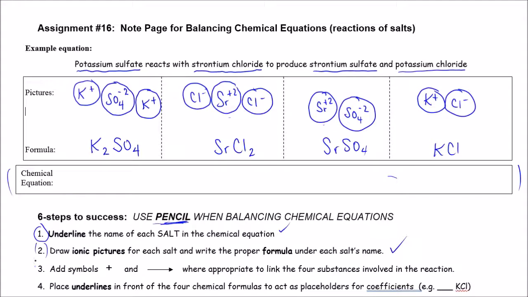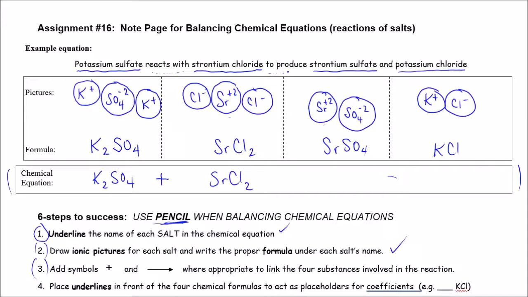Number 3 says let's add some more symbols. The symbol of plus and an arrow are almost always found in a chemical equation. So I'm going to write it here in this box. First I'm just bringing down K2SO4, not really thinking about it, just transferring it. And this is where I get to put a plus. The words reacts with means I have to mix them. So K2SO4 reacts with SrCl2.